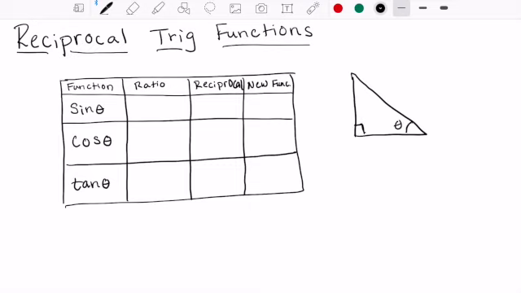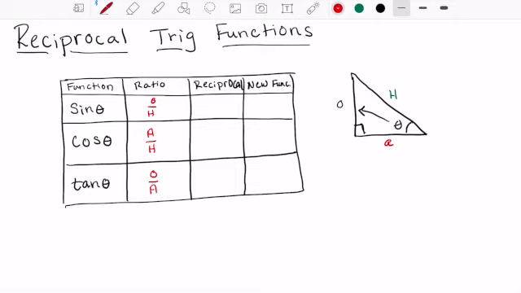We know that the side across from theta is our opposite side. The side that touches theta is our adjacent side, and the longest side, always across from our right angle, is the hypotenuse. So the reciprocal trig functions come from when we take sine, cosine, and tangent, and we take the reciprocal of their ratio. So we know that sine, the ratio, is opposite over hypotenuse. We know that cosine is the adjacent over hypotenuse. And then tangent is always opposite over adjacent.